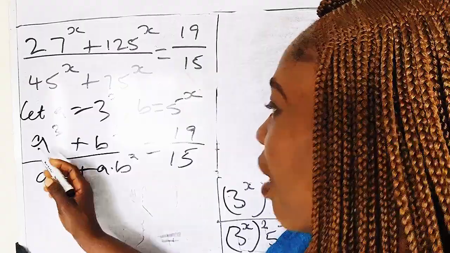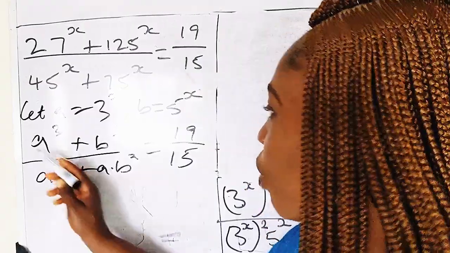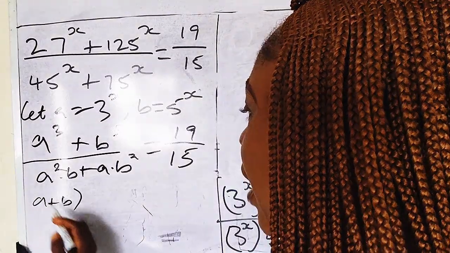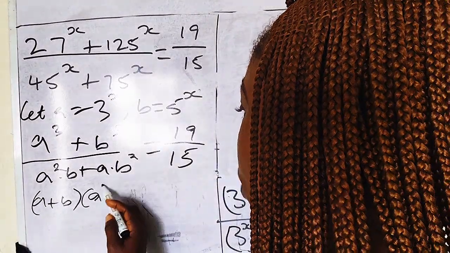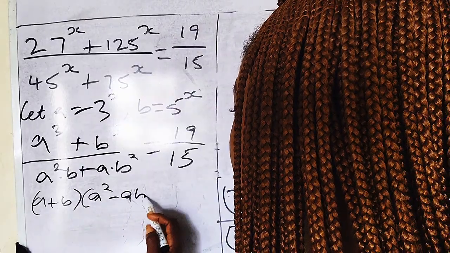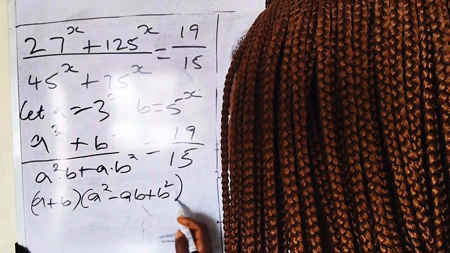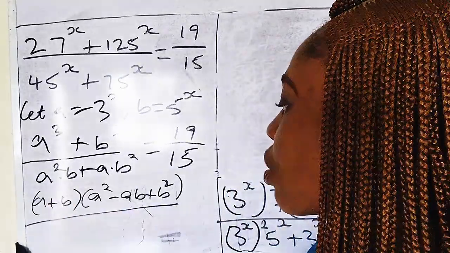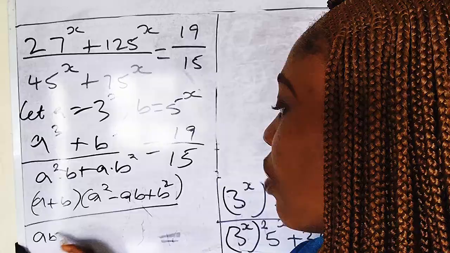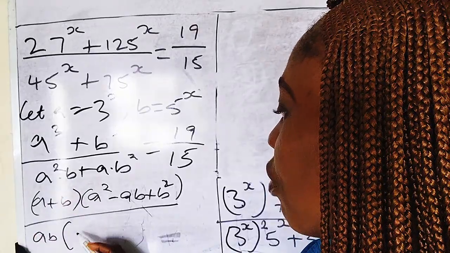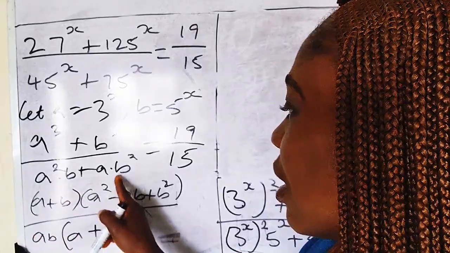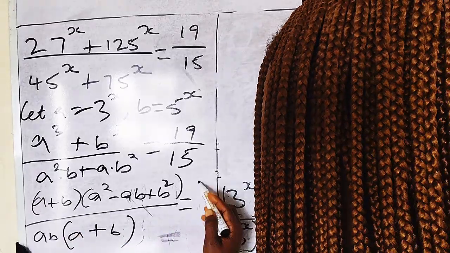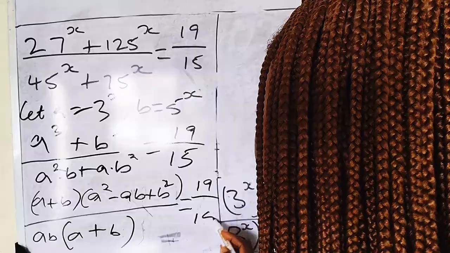If we do that, applying the algebra identity, we have A cubed plus B cubed equal to (A plus B) bracket A squared minus AB plus B squared, all over, in the denominator, AB is common, so we factorize it as AB. This divided by AB will give us A, plus this divided by AB will give us B, bracket close. All is still equal to 19 all over 15.